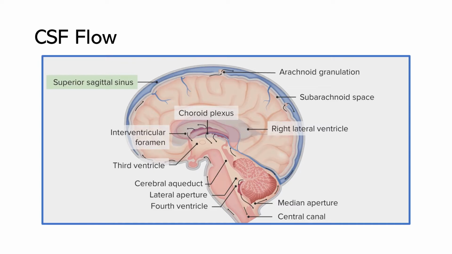Remember, after it gets into the subarachnoid space, there are arachnoid granulation villi, which are going to reabsorb the cerebrospinal fluid and return it to the venous blood. It's returned by way of the superior sagittal sinus, and from there, it goes to the internal jugular vein.